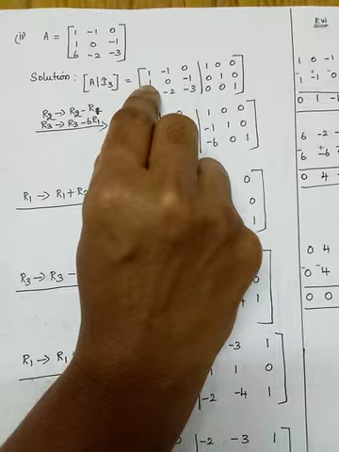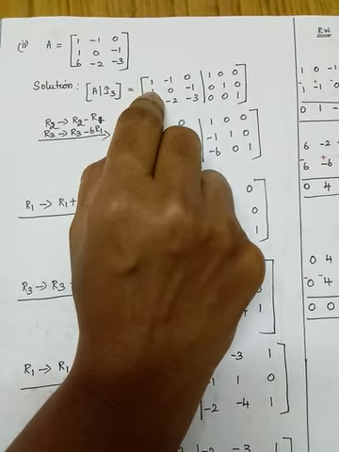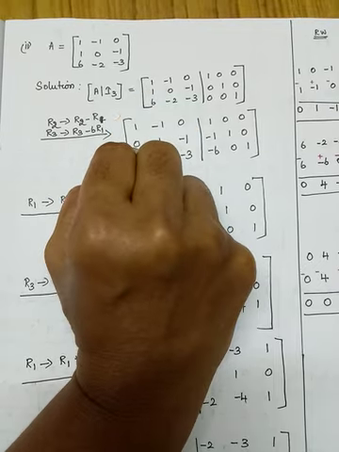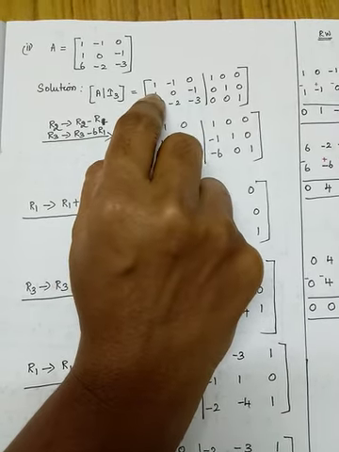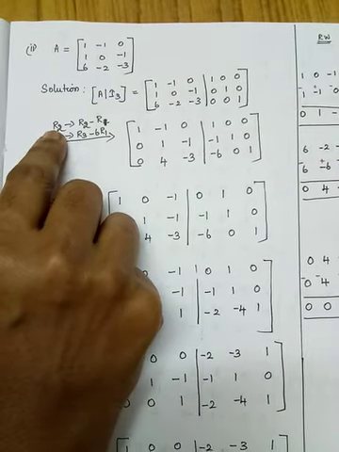In the place of R2, the first element is 1. In the place of R1, the first element is 1. When you subtract, it will become 0. So we have to make this element 0. This element is in R2, so I have to do the transformation in R2.